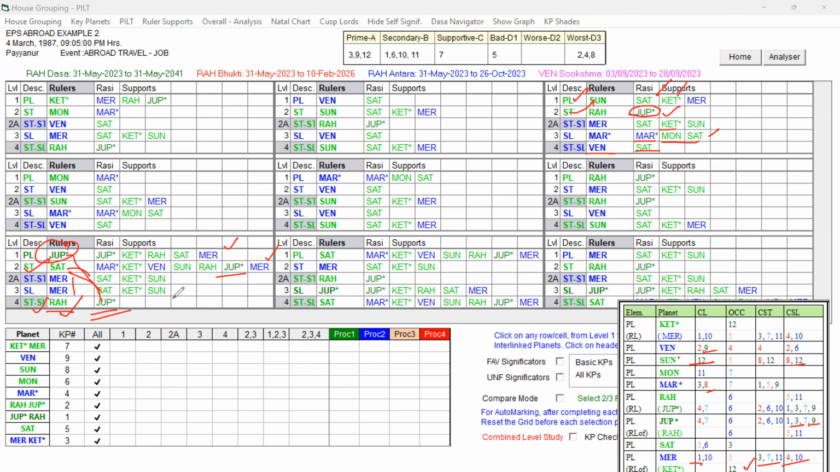So now, at the time the native joined the job, which dasa was she running? We have to see that. She joined the job in Moon Mahadasa, at the end of Rahu Bhukti. So for Moon, we have to check whether it is supportive for travel abroad for job prospects.